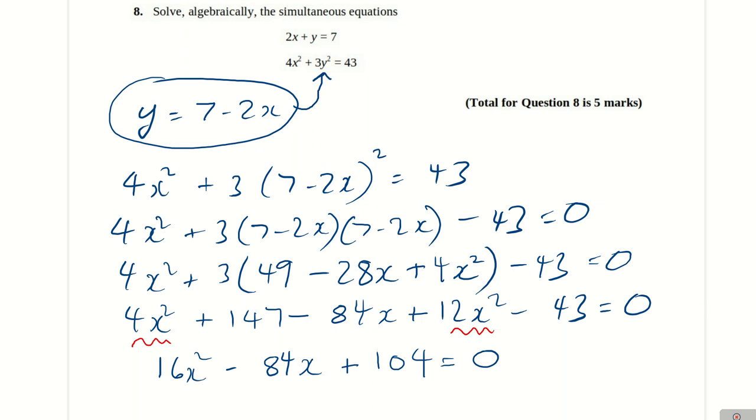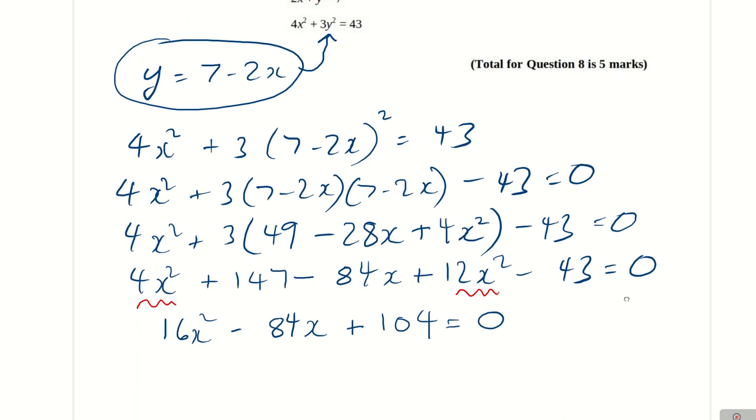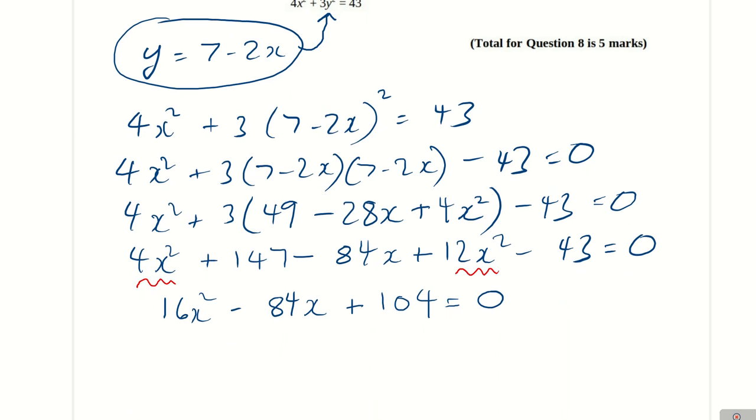So we've got a quadratic which we're going to have to solve, and we expect it to have two solutions. Can we make it any easier? Well, a little bit, because 4 goes into 16, 84 and 104. If we take 4 out, we get 4x squared minus 21x plus 26 equals 0.